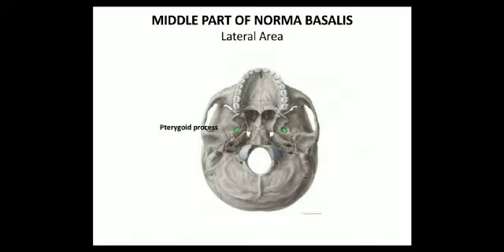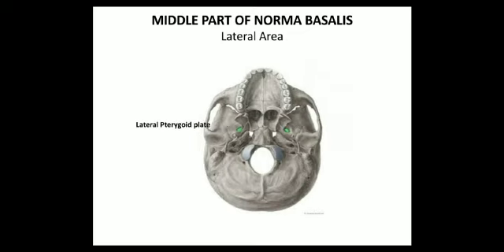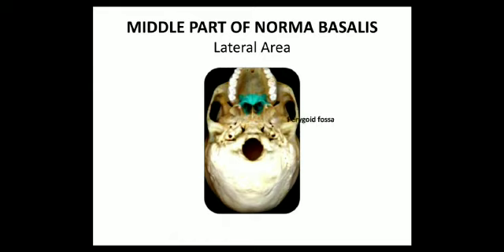In the lateral area, it is formed by the pterygoid process and the greater wing of the sphenoid bone. The pterygoid process projects downwards from the junction of the greater wing and the body of the sphenoid behind the third molar tooth. Inferiorly it divides into lateral pterygoid plate and the medial pterygoid plate. These are separated posteriorly by the V-shaped pterygoid fossa.